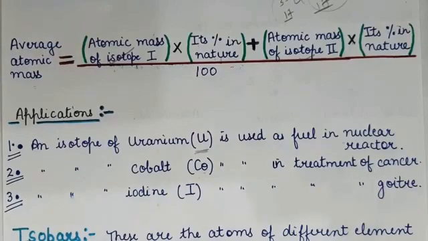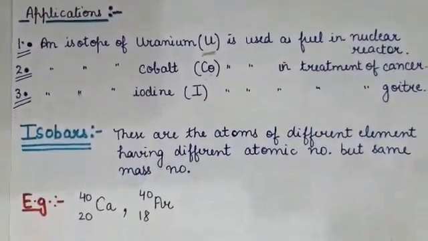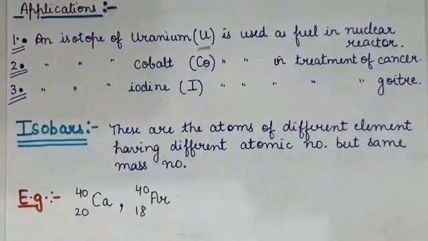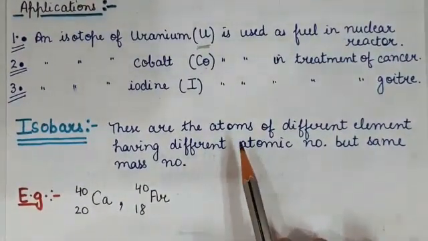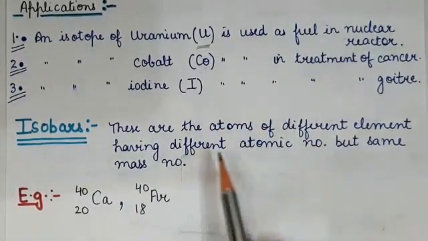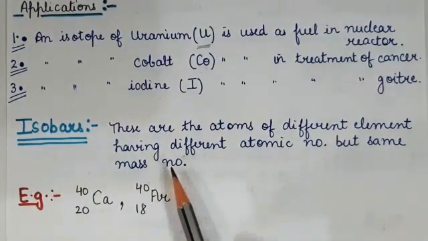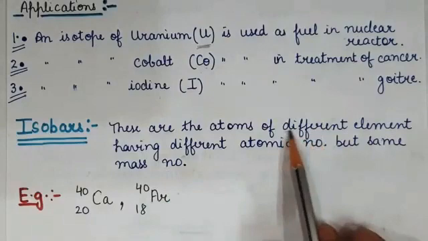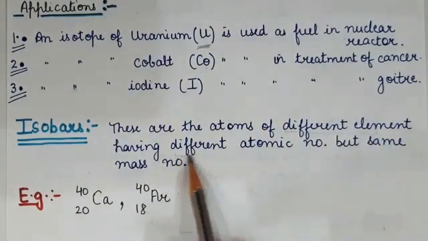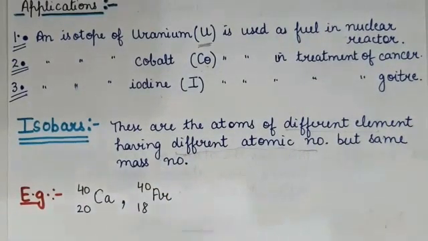Clear, students? Now coming to the last topic of this chapter, that is isobars. What are isobars? These are the atoms of different elements having different atomic number but same mass number. If element is different, so it is obvious the atomic number will also be different, but the mass number is same. Okay, it is opposite of isotopes.